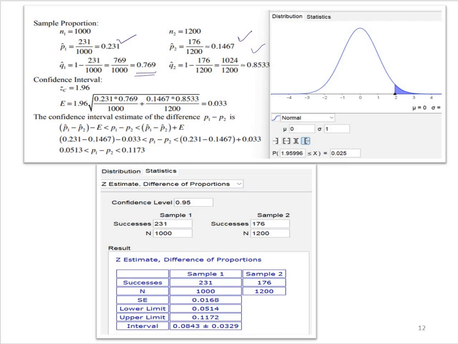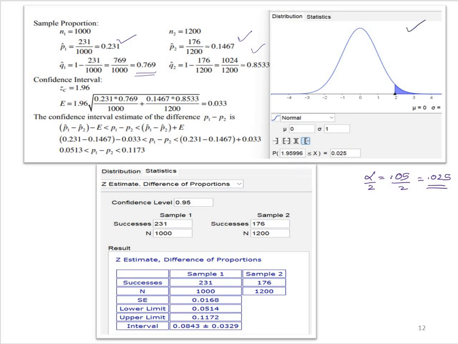95% confidence level, so we want to find the probability of the Z value. Okay, so the Z value is 95%, so alpha is equal to what? Alpha is equal to 100 minus 95, that is 5%, 0.05. So alpha by 2 is equal to 0.05 divided by 2, that is equal to 0.025. Okay, so we want to find the probability of that less than or equal to.